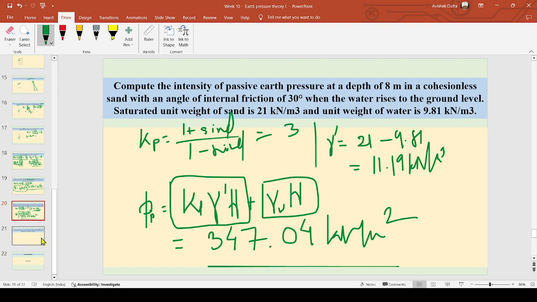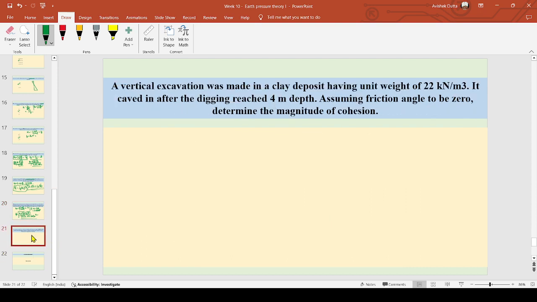All right. Last question. A vertical excavation was made in a clay deposit having unit weight of 22. It caved in after the digging reached 4 meter depth. Assuming friction angle to be 0, determine the magnitude of cohesion. Have you solved this question?